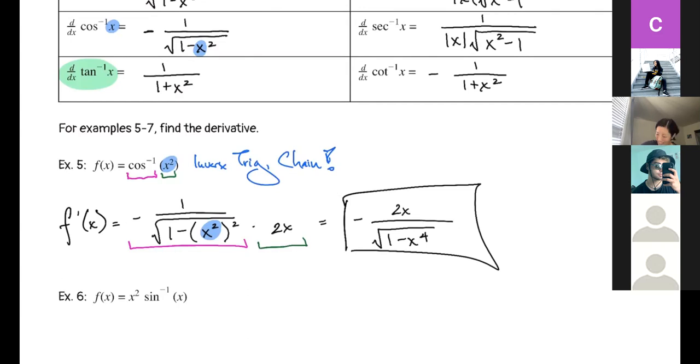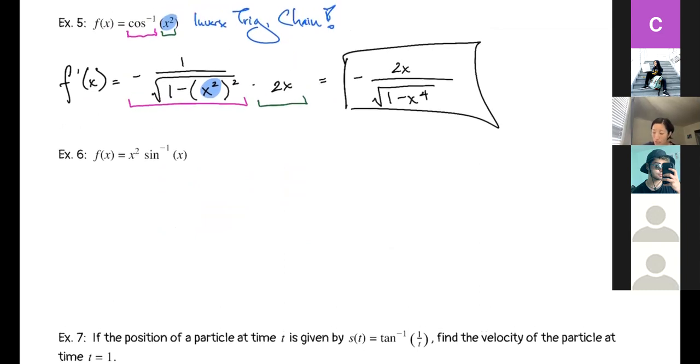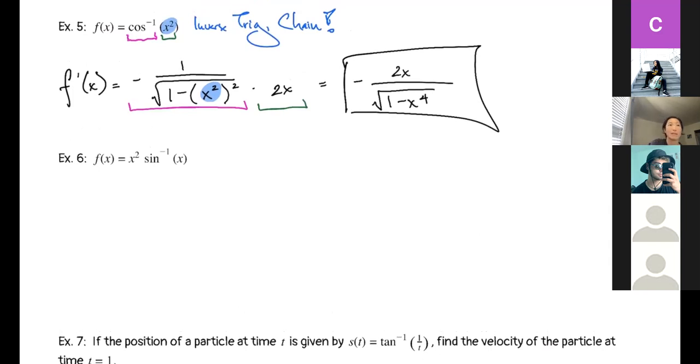Okay. All right, let's try example 6. All right, so yes, there are more rules now, but before we even get into that, let's list out the rules that might be useful to help us solve example number 6. What do we think is going to be helpful? Inverse trig. Power rule, good, and product rule, so good.